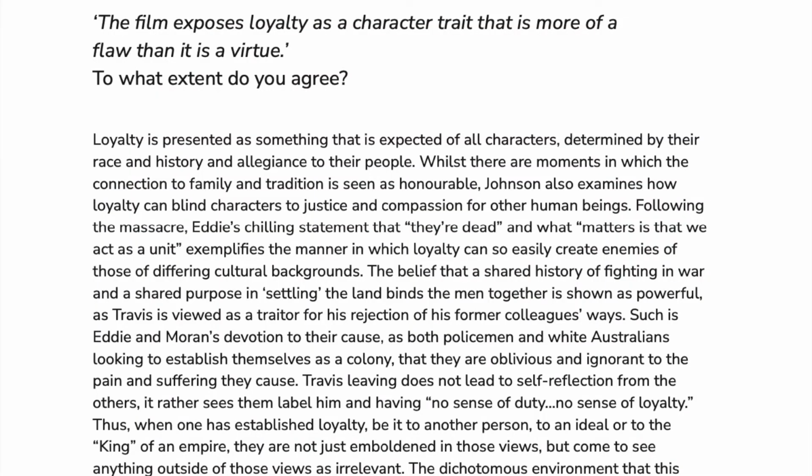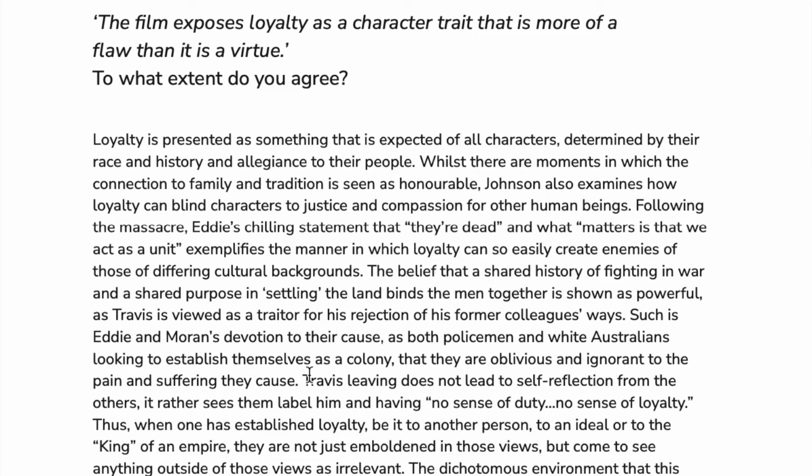But it's all there to set us up for, okay, what are we going to say about this evidence? What analysis are we going to bring through? So let's take a look at how it does this. Such as Eddie and Moran's devotion to their cause, as both policemen and white Australians looking to establish themselves as a colony, that they are oblivious and ignorant to the pain and suffering they cause.